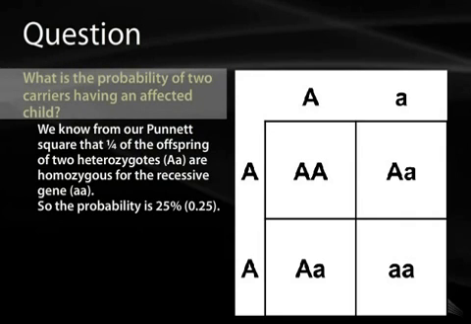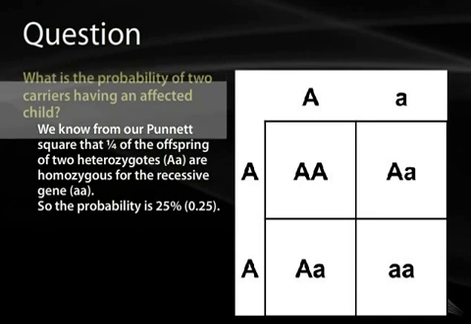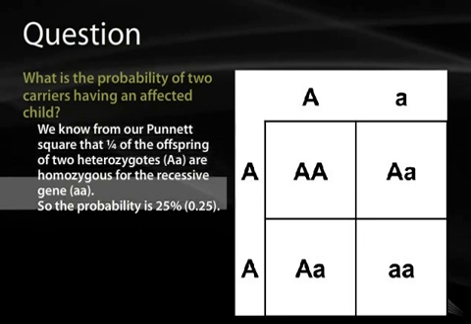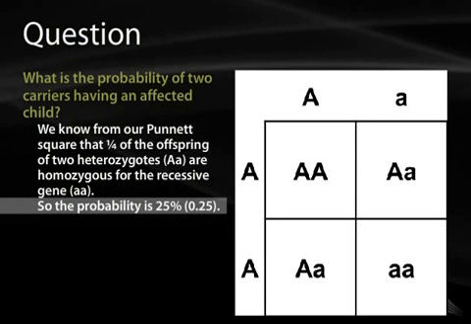Now the next question we had to answer: what is the probability of two carriers having an affected child? Well, we go back to our Punnett square for that one, right? We know from our Punnett square that 1/4 of the offspring of two heterozygotes are homozygous for the recessive gene. So if we have two heterozygotes getting married, then the probability of having a homozygous recessive offspring is 25%, or 0.25.